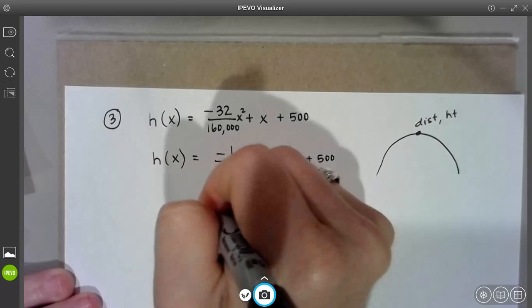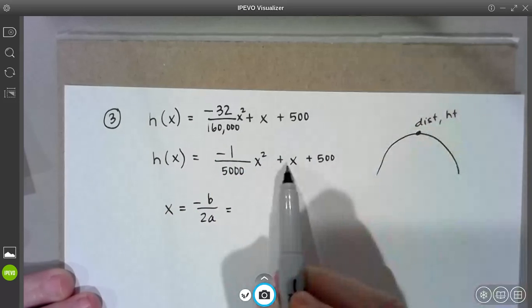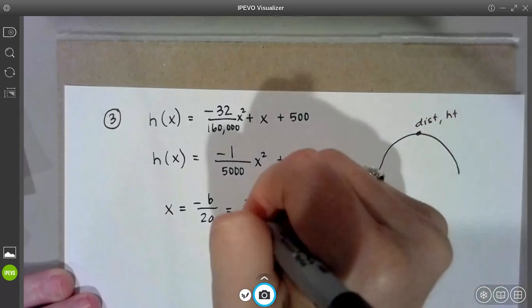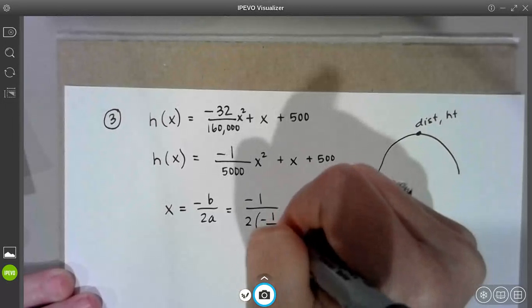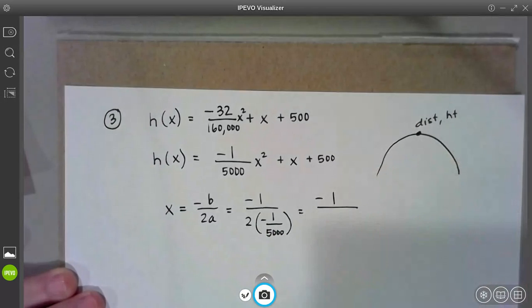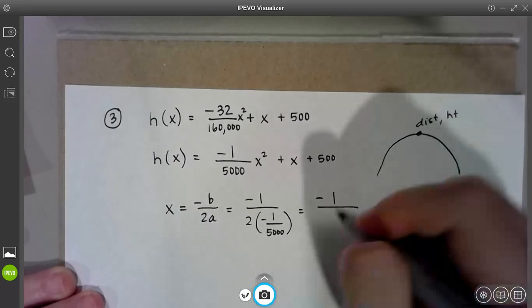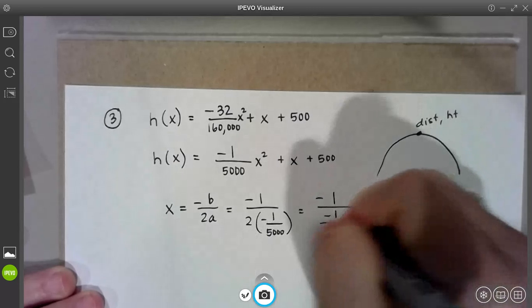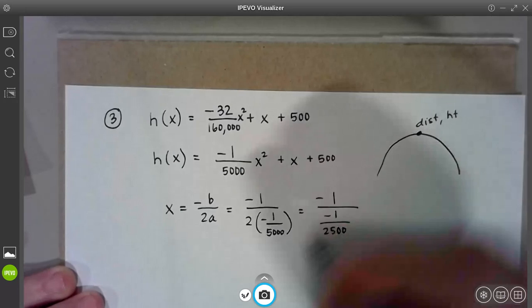X equals negative b over 2a. So it's negative 1 over 2 times negative 1 over 5,000. All right, well, 2 and 5,000 reduce to 1 over 2,500. So it becomes negative 1 over 2,500. And then I'll just times by the reciprocal.